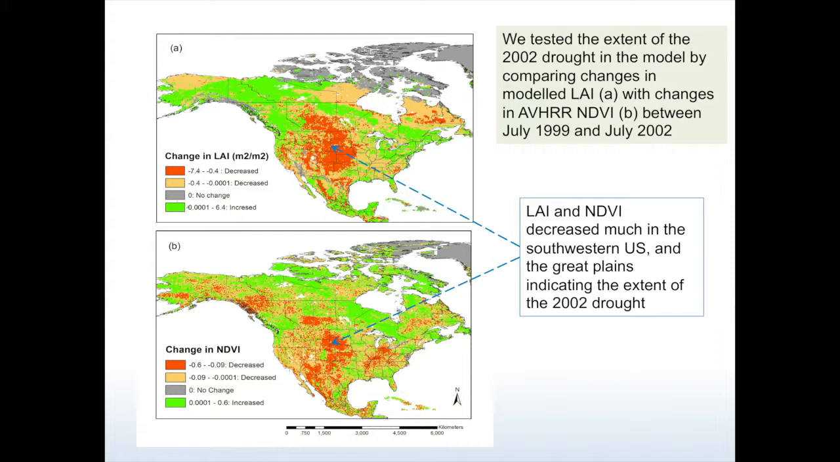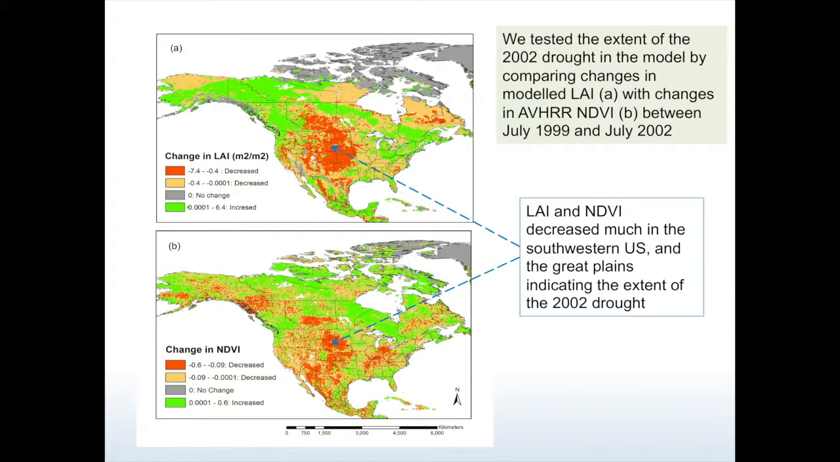So if you look at the color, the extent of that 2002 drought is indicated in the NDVI record by that red to brown area that you see falling over a lot of Alberta, Saskatchewan, and then down south into the high plains and through the western U.S. Did we capture that in the model? To do that, we took the LAI model at the same time, on the same dates at which these NDVI maps were generated, from July 1999 and July 2002, and we plotted changes in LAI, where the red indicates a substantial decrease in LAI from 1999 to 2002.